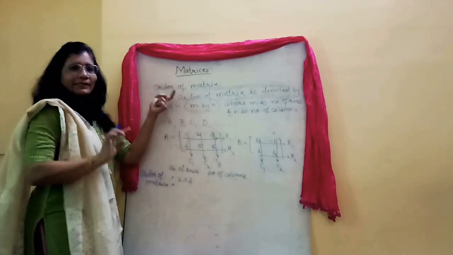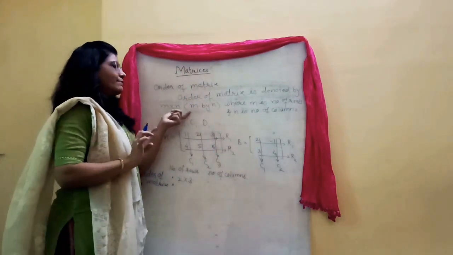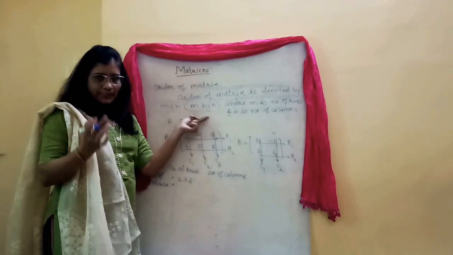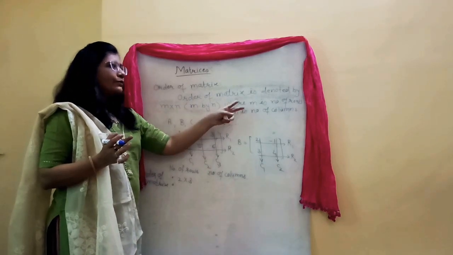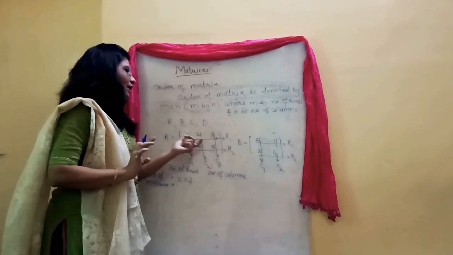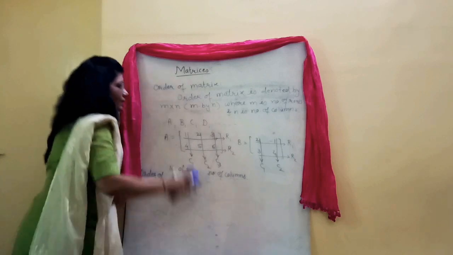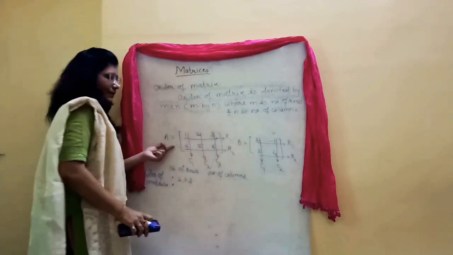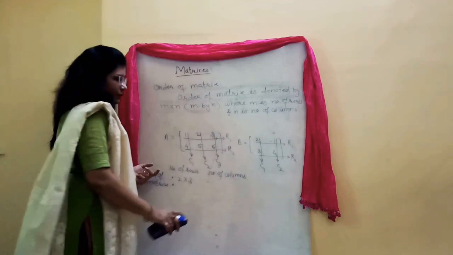So while writing the order of a matrix, we must mention the number of rows first and the number of columns afterwards. You have to maintain this order while writing the order of a matrix. Now, if you see the matrices A and B, these 2 matrices we are going to see.